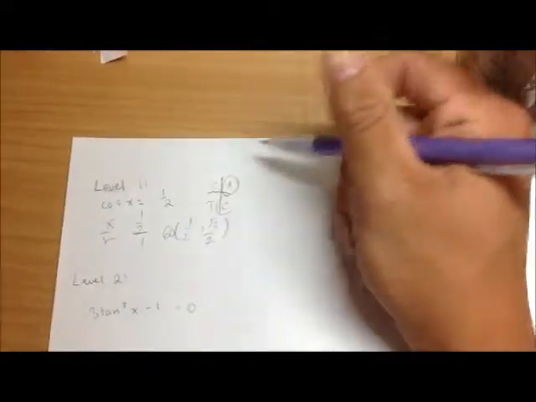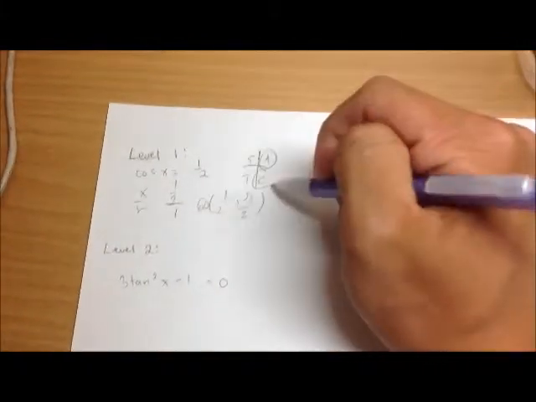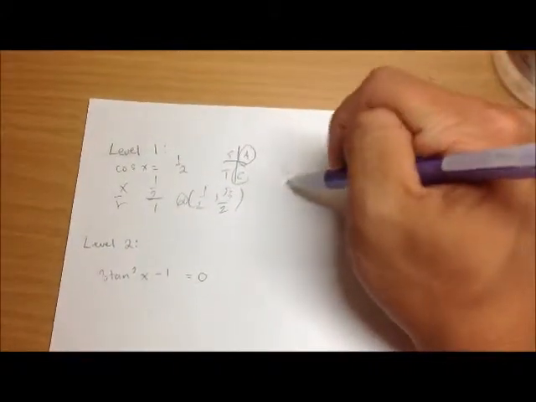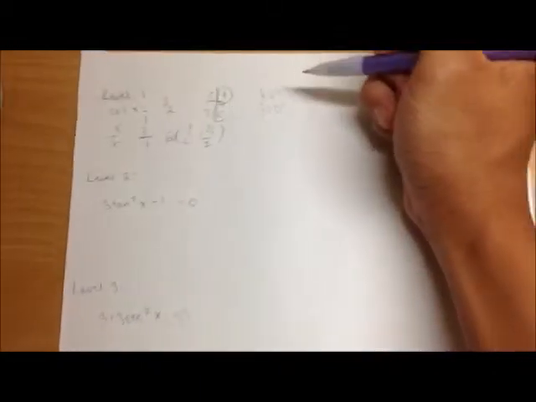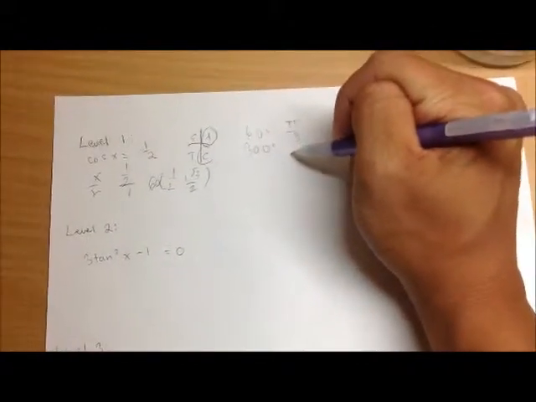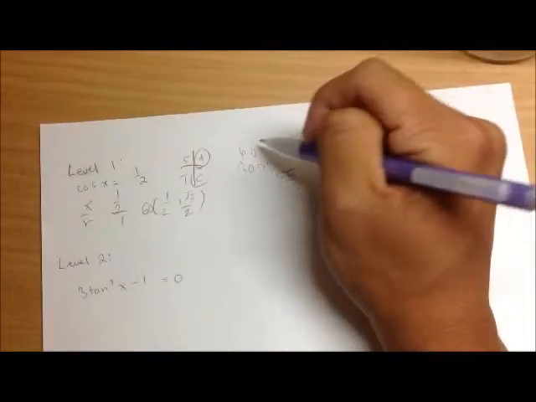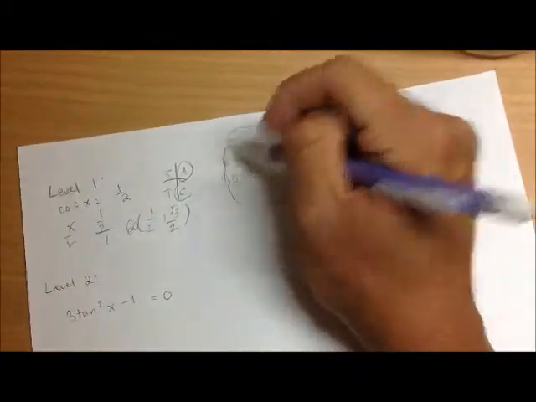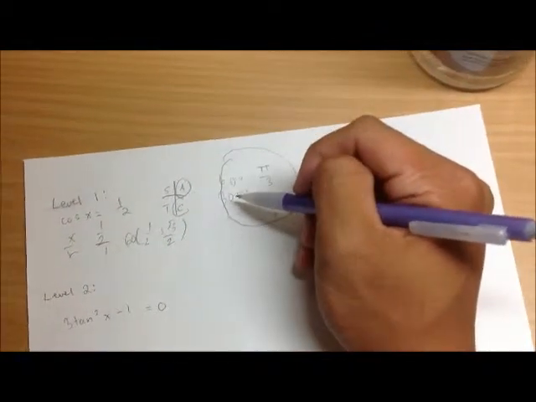is 60 degrees. So 60 degrees is the reference angle, and then we have 60 right here, but the angle here is 300. And in radians, that's pi over 3 and 5 pi over 3. That's a horrible circle, but yeah. 60 and 300. Okay. Level 2.